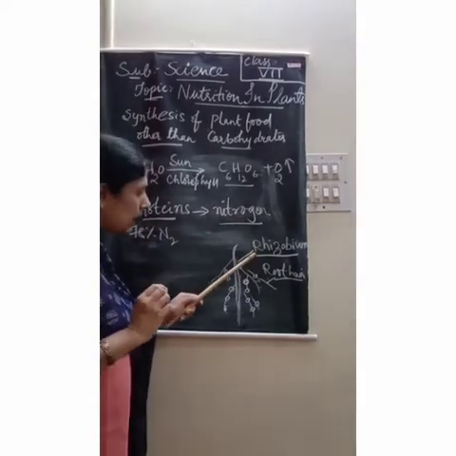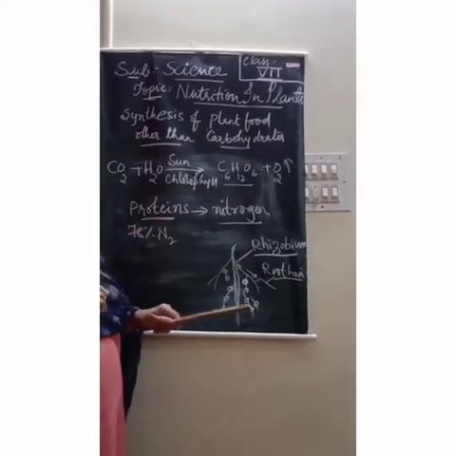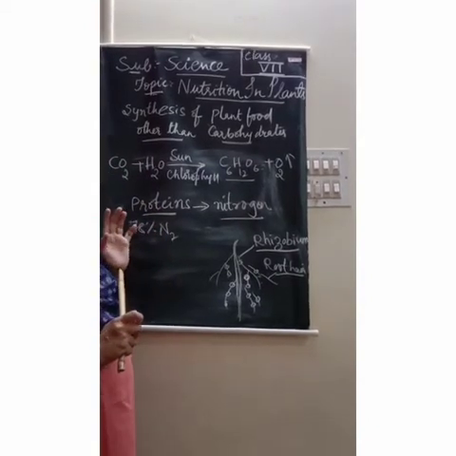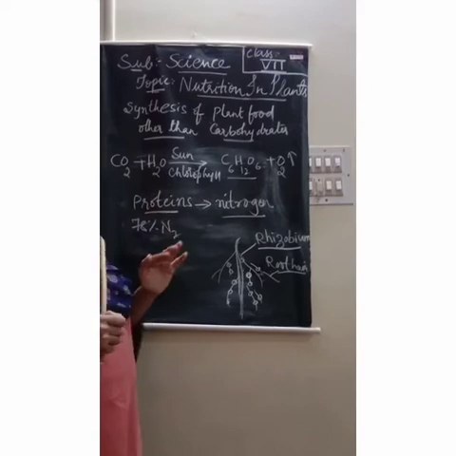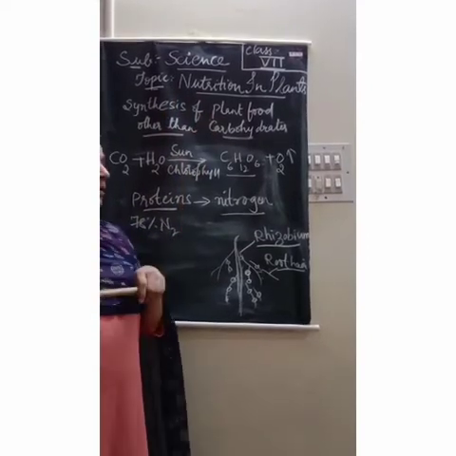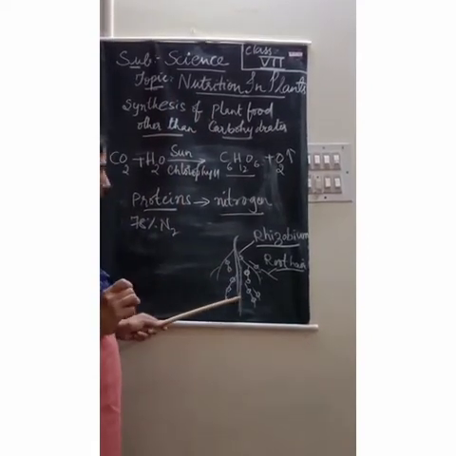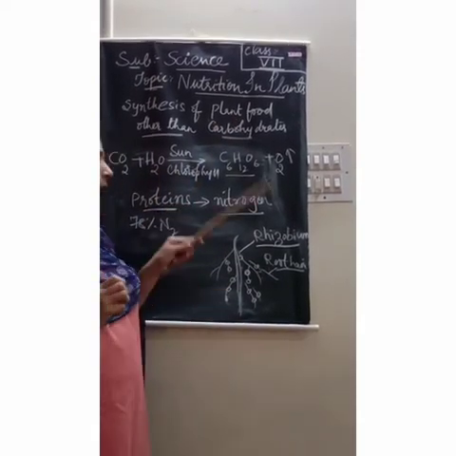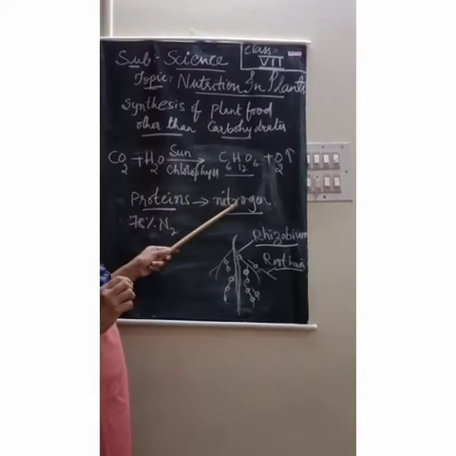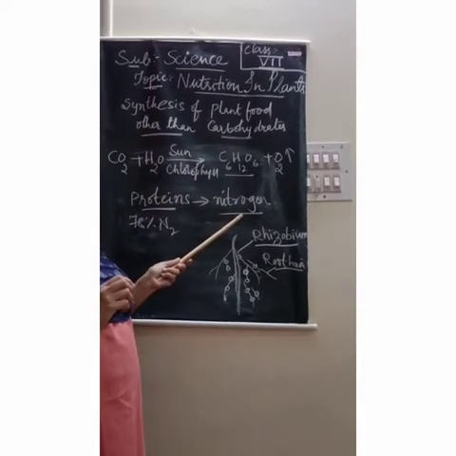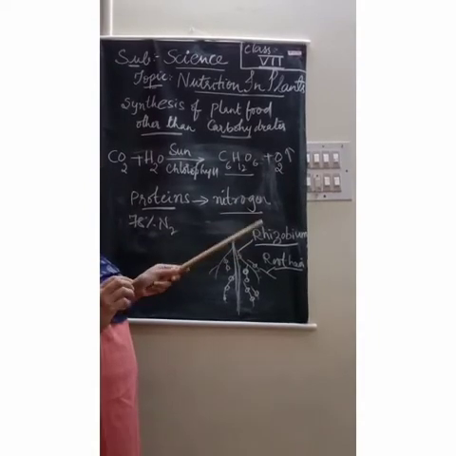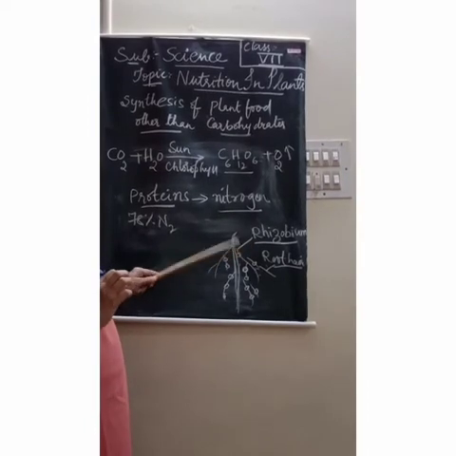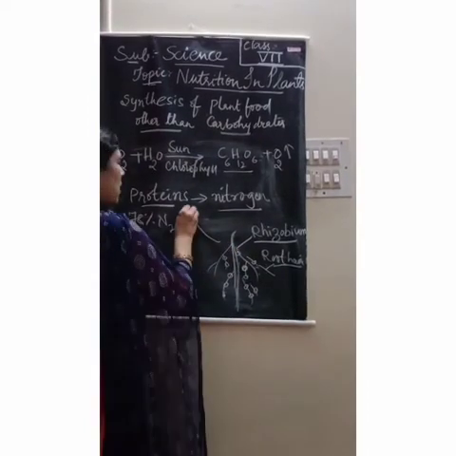This bacteria helps to absorb nitrogen from the atmosphere. I hope you understand, children. Once again I say, nitrogen present in the atmosphere is absorbed because of the presence of Rhizobium bacteria in pulses plants. They absorb it directly and convert nitrogen, which is insoluble in nature, into soluble form. Then this soluble form of nitrogen compounds helps in the synthesis of proteins.